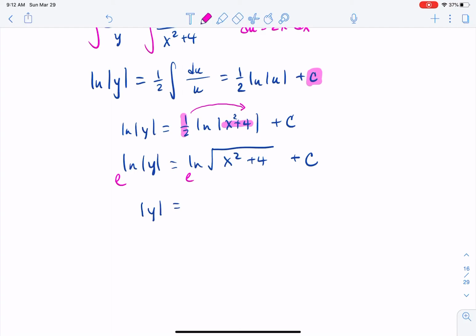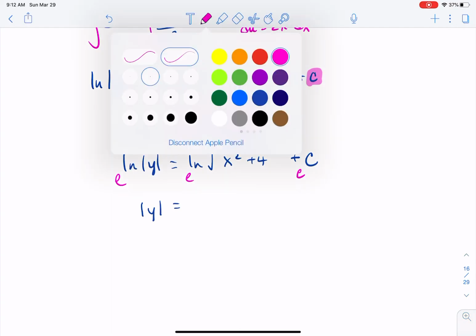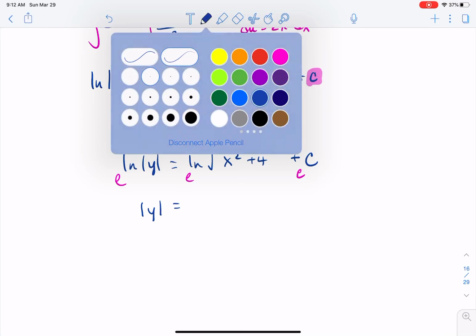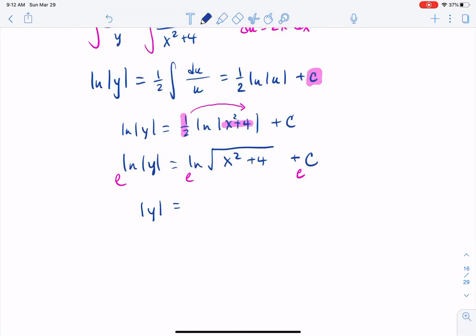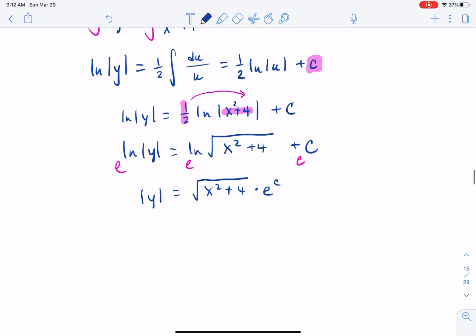This c over here also gets the e to the c. And then whenever I am multiplying with like bases, I'm going to add those things. So it'll look like this: the square root of x squared plus 4 times e to the c. And usually, I bring this e to the c up front. And of course, you can just skip that step and go straight to the front of the line. All right, and then we want to remove our absolute value symbols.